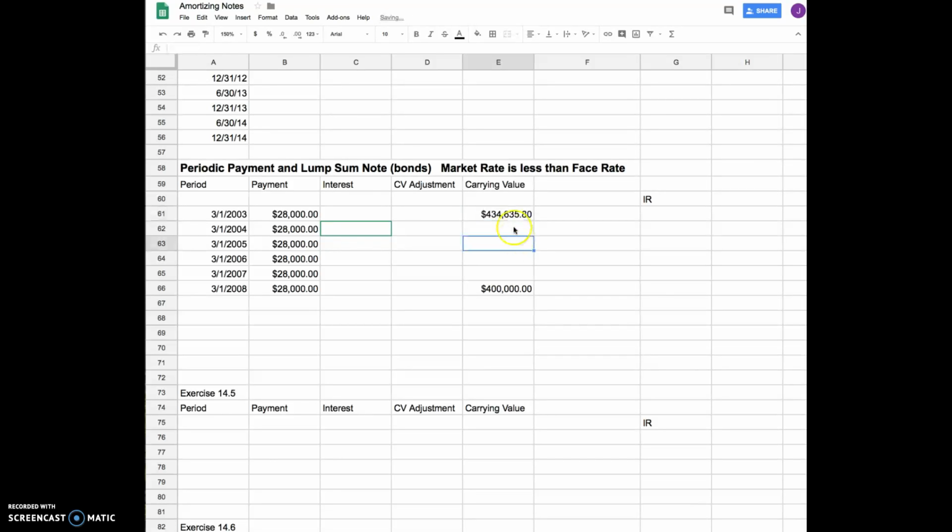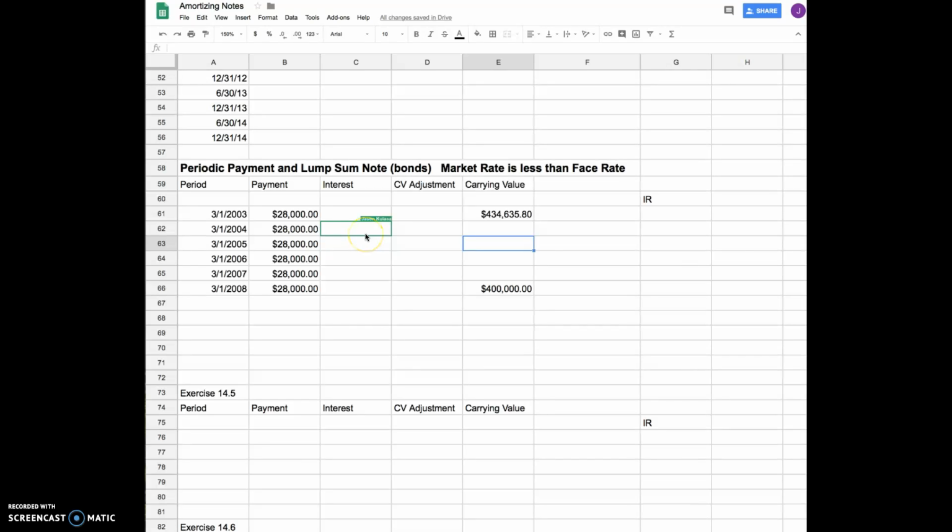Okay. All right, so that's our new, on the 1st of March 2003, we're going to receive 434,635. That's because we have an investment that's worth more than the market rate. So this bond needs to be sold at a premium, and it needs to carry a little bit more of a price.